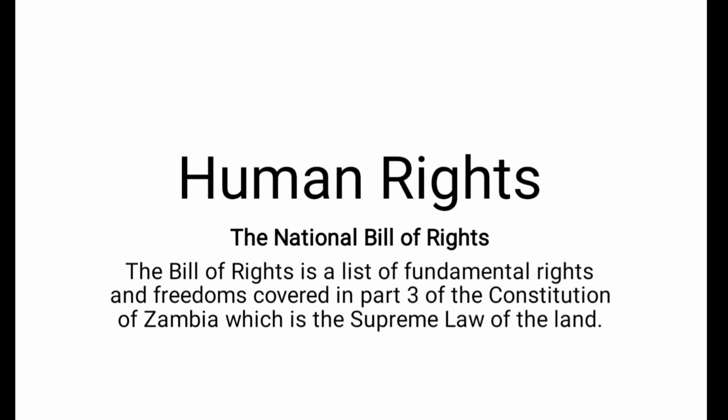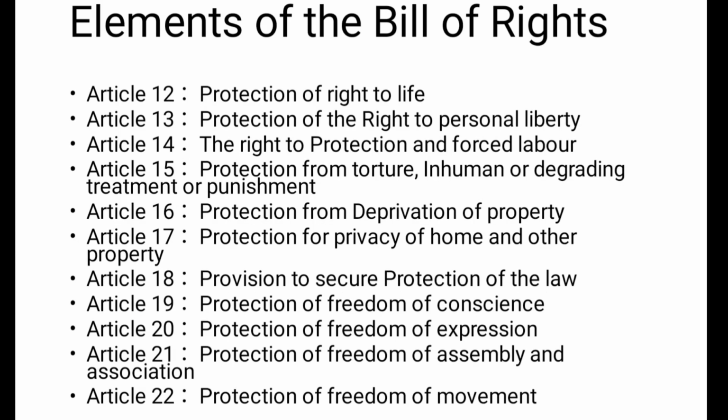All right. So we quickly go to the elements of the Bill of Rights. Now, the current Bill of Rights forms Part 3 of the Constitution, which covers Articles 11 to 32, and then its preamble.